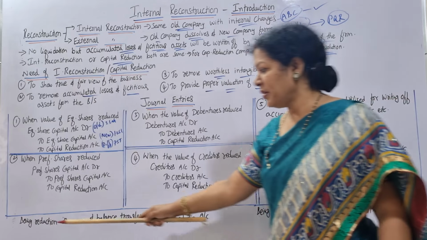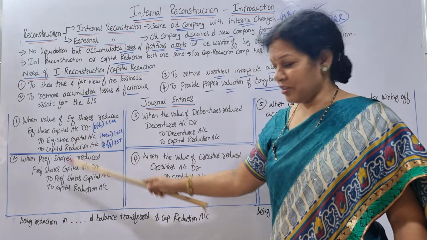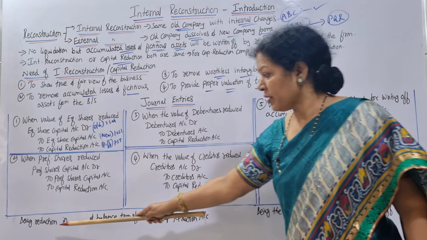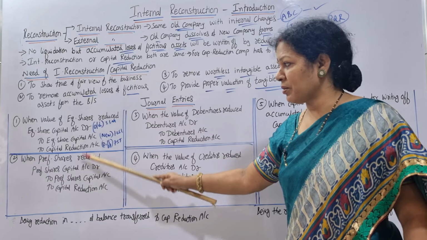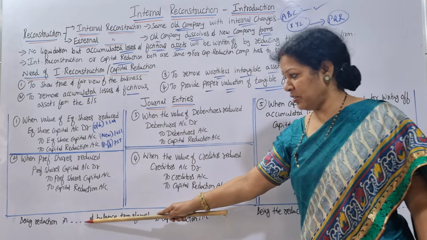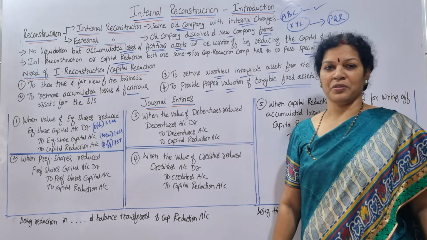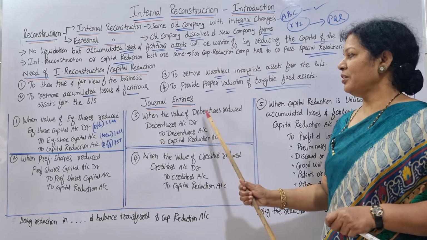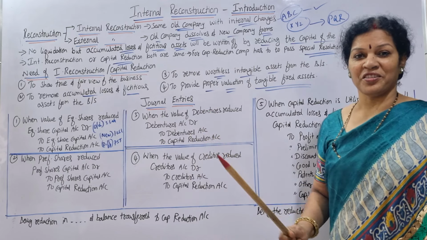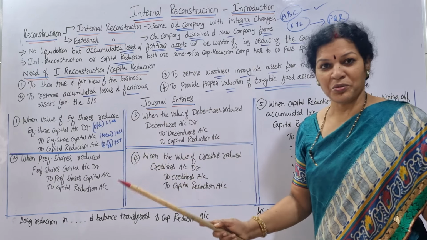What is the narration? Being reduction in equity shares, whatever it may be, you have to write it in the blank. Being reduction in preference shares or equity shares or debentures or creditors, whatever it may be, that you will write here. Being reduction in preference shares and balance transferred to capital reduction account. Being reduction in debentures and balance transferred to capital reduction account. The difference between these two we are transferring to capital reduction.